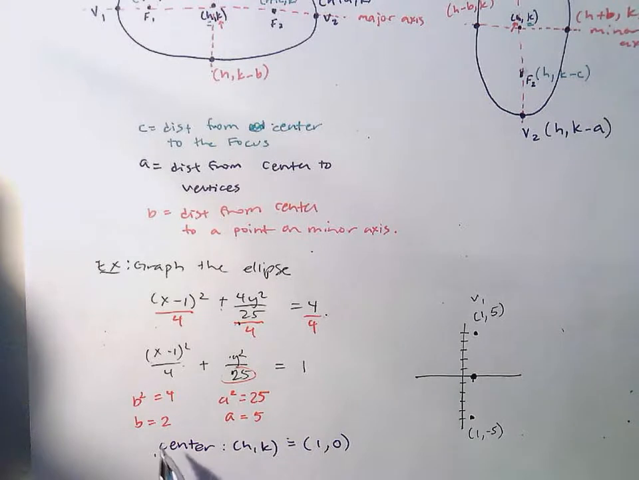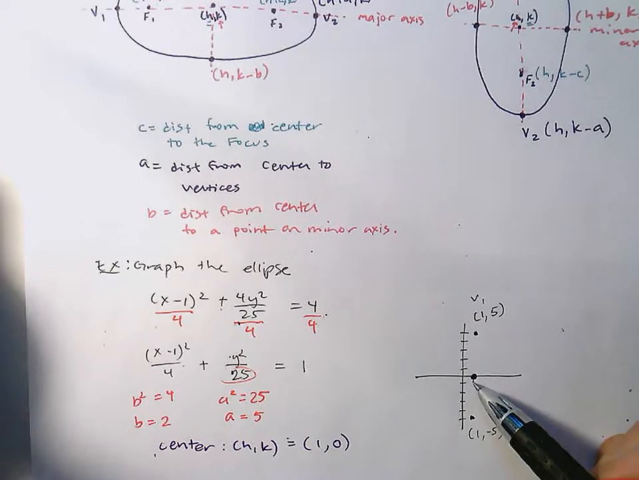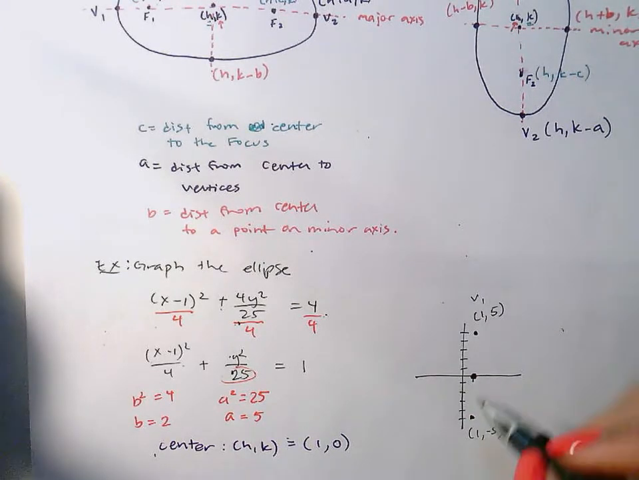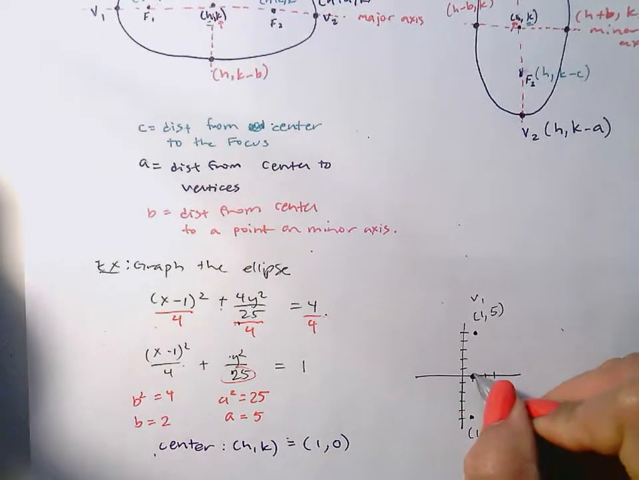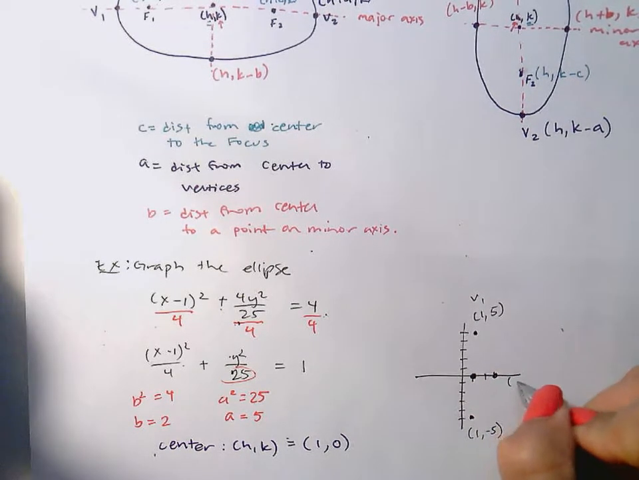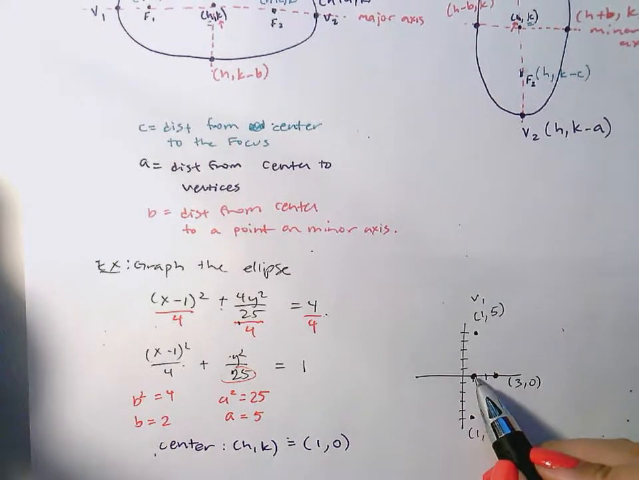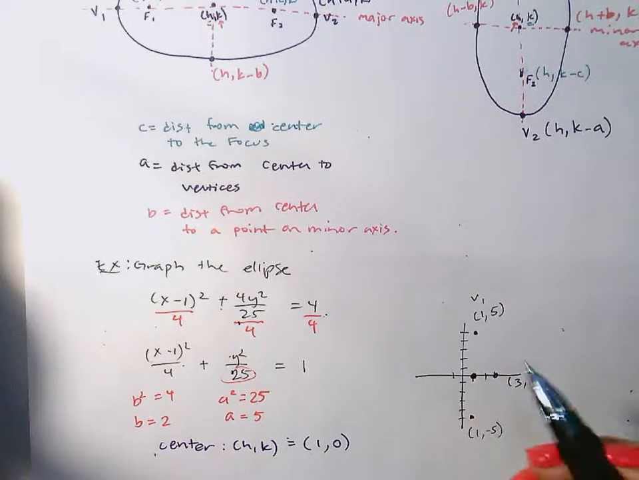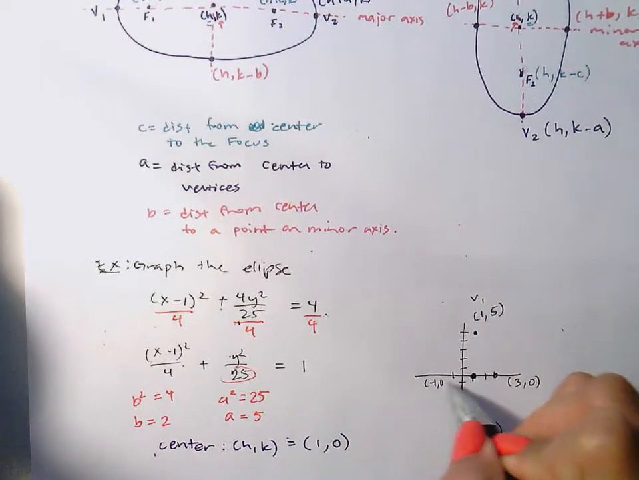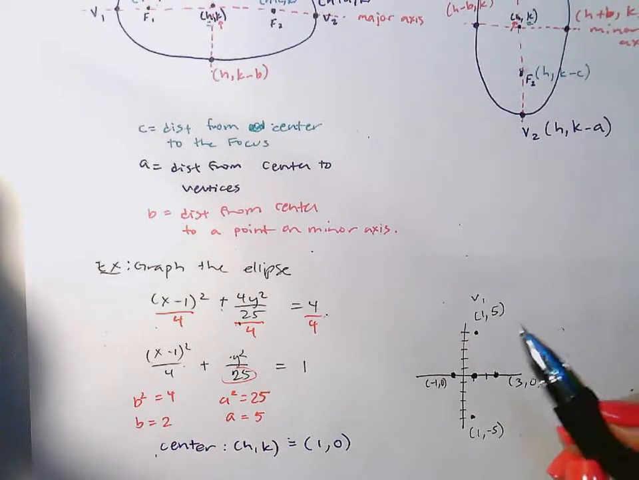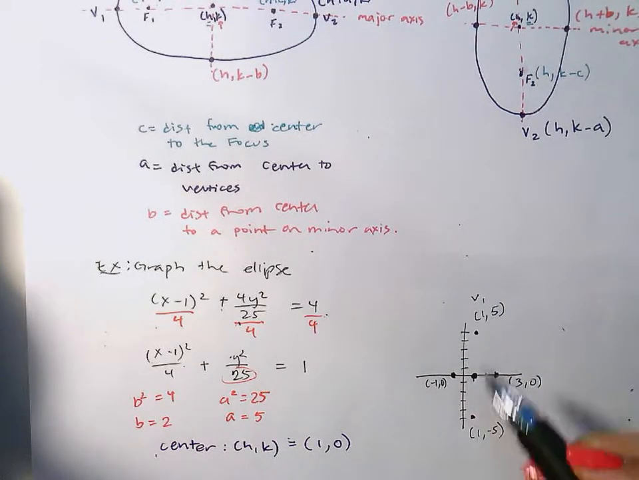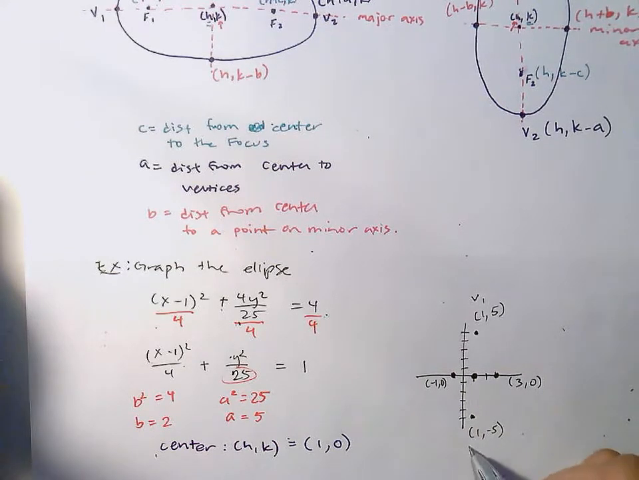And now we're going to use b is equal to 2. This gives me the distance between the center and a point on the minor axis. So if I go 2 to the right, this gives me 1, 2. That gives me the point (3, 0). And if I go 2 to the left from the center, this is 1, this is 2, and that's at (-1, 0). So my points on the minor axis are (-1, 0) and (3, 0), and on the major axis, in other words, the vertices are (1, 5) and (1, -5). So this is vertex number 1, and this is vertex number 2.